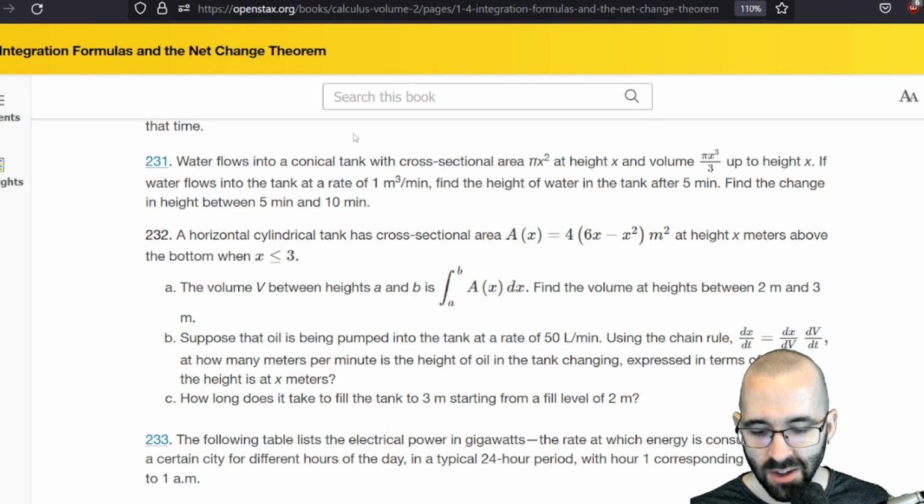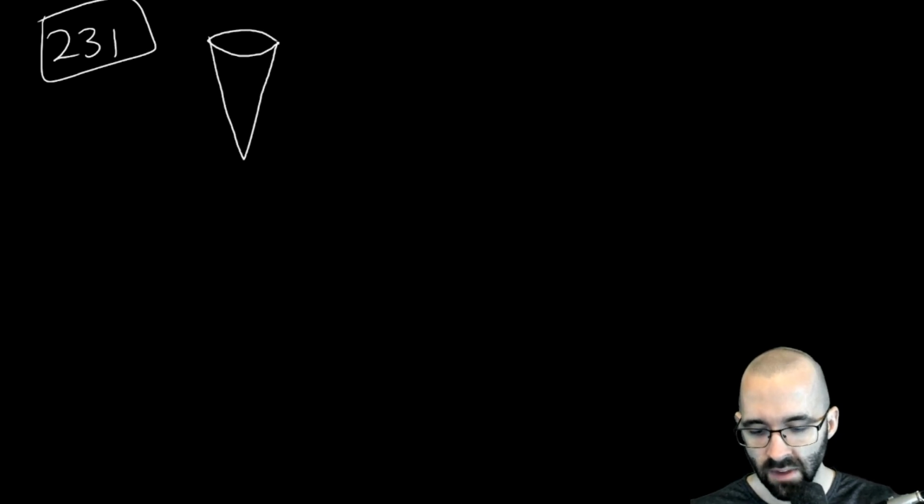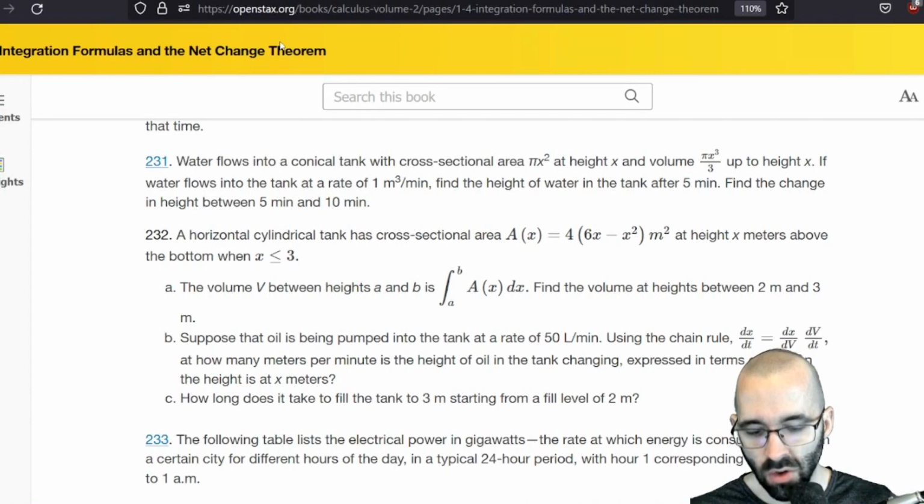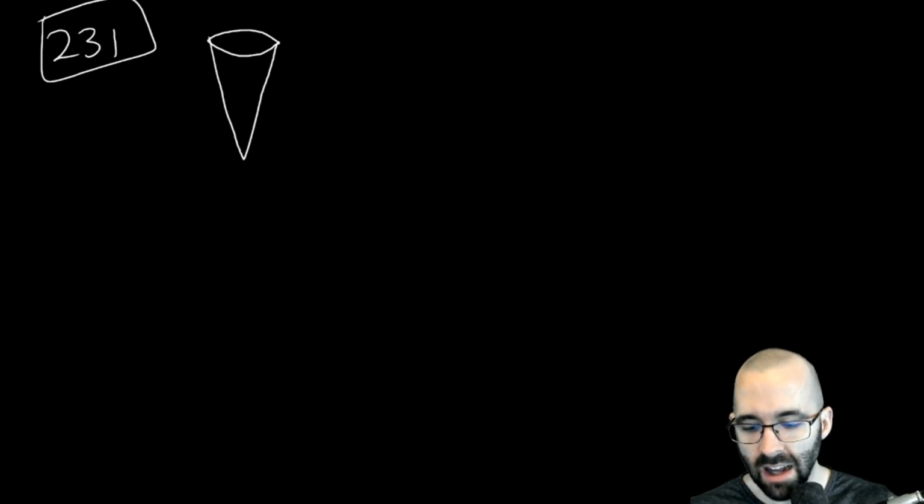Water flows into a conical tank. Okay, everyone loves that. Does it say whether the tank is conical upward or downwards? Which way is the cone oriented? Let's just guess, and then we'll see if it's a problem later. We have a conical tank. Let's say it looks like this, with cross-sectional area pi x squared at height x. That's where it tells us.